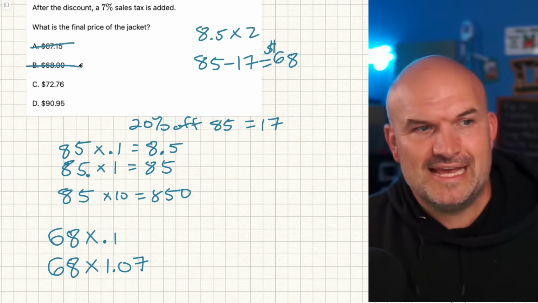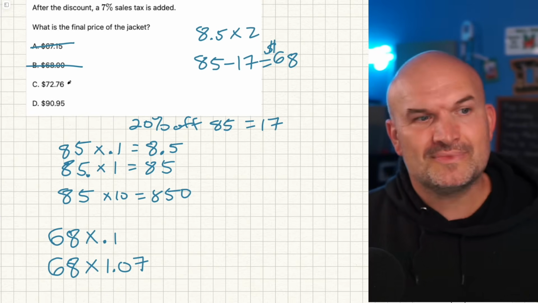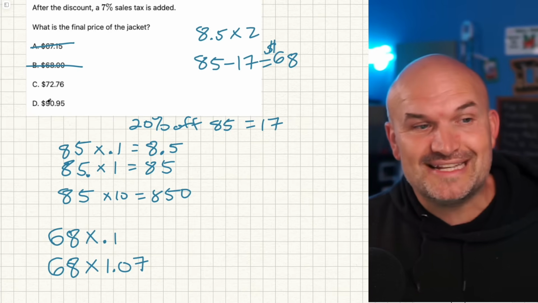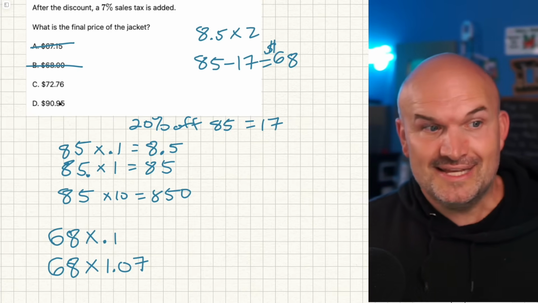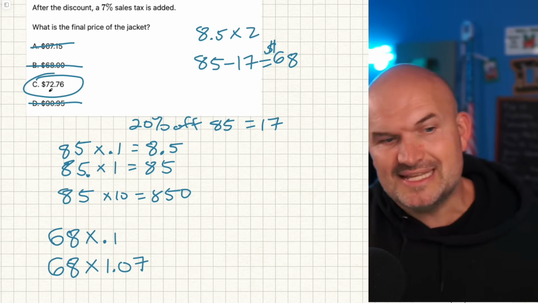It can't be the exact same. You're paying sales tax, right? It's going to be a higher amount. Do you think it's going to be $90? That's like a 50% increase. No, it's a 7% increase, not 50%. So that answer doesn't even make any sense. The only answer that makes even reasonable sense is this.